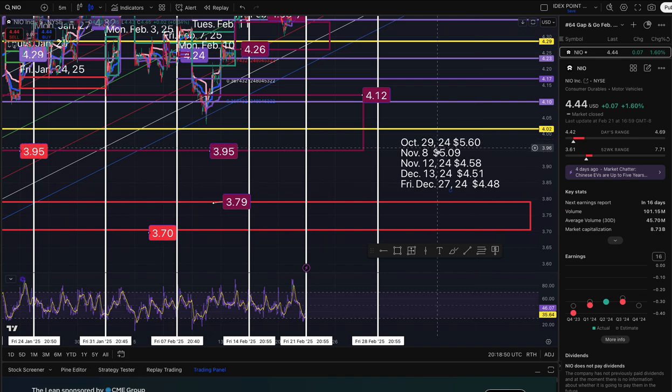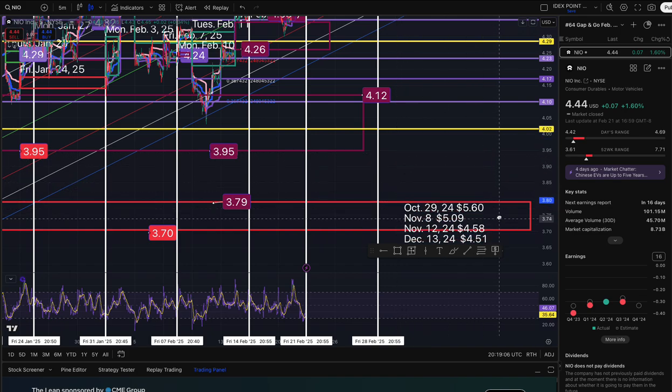And you can see I noted price at the end of the day. We were up at 560, 509, 458, 451, now 444, but we did end the week on December 27th at 448.